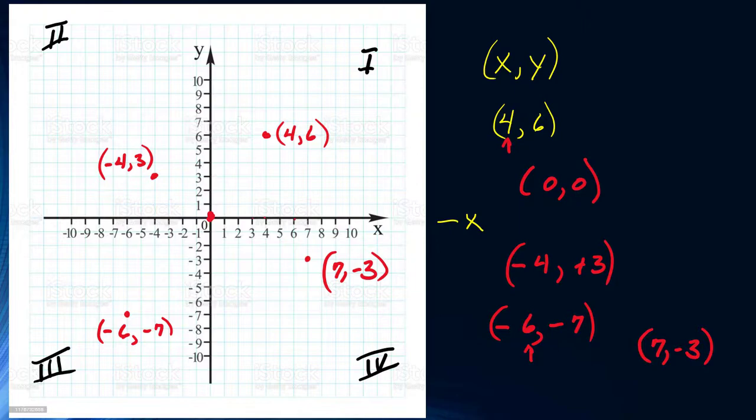In the first quadrant, both coordinates are positive. In the second quadrant, it's going to be negative, positive. In the third, negative, negative. And in the fourth, positive, negative.